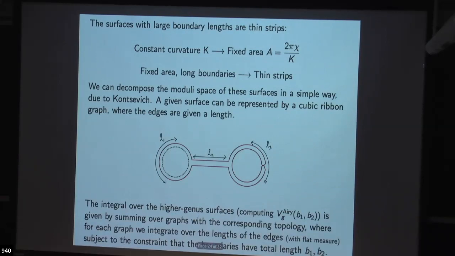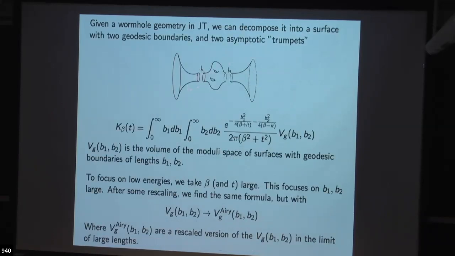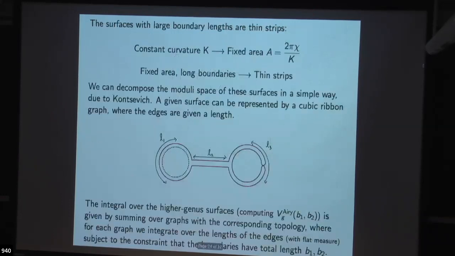So why are those simple? The idea is that we're studying surfaces that have constant negative curvature. Inside this region here, these boundaries are geodesics. So the Gauss-Bonnet theorem tells us that we have a constant curvature K and geodesic boundaries. The surface has a fixed area proportional to chi over the curvature. So if we have a fixed area surface, but the boundaries are becoming very long, then they have to become very thin. They look like thin strips. Imagine a rectangle with fixed area, but where you take two of the edges to be very long, the other two have to be very short. So in this limit that we're studying, the geometries become very thin strips.